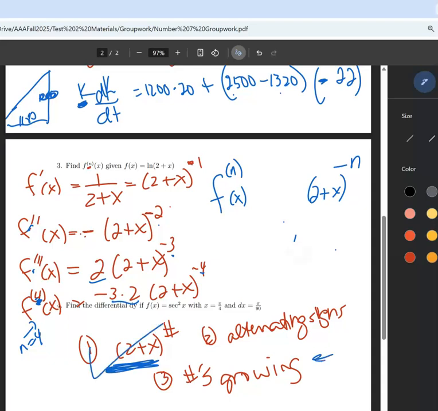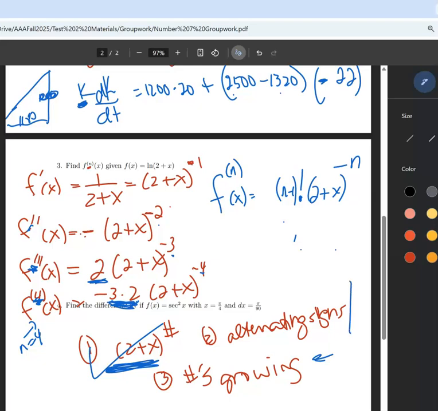Let's go to the next one, with the numbers growing. So here I have 3 times 2. You probably know that that's 3 factorial. So if I'm on the fourth derivative, I'm on 3 factorial. If I'm on the third derivative, I'm on 2 factorial. So can you see that means n minus 1 factorial?